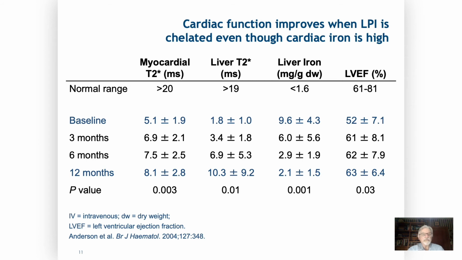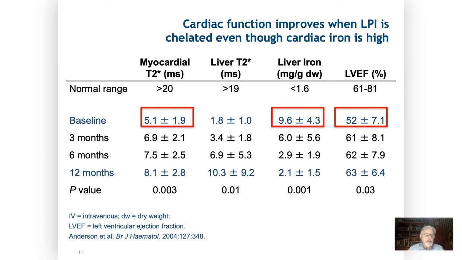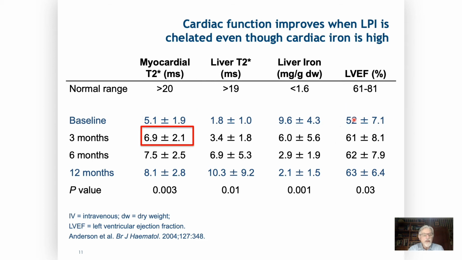This is a study where they gave continuous Desferal to patients that had heart failure secondary to iron overload. And you can see here, cardiac T2 star, which is a measure of iron, is very low at 5. Normal is 30. These patients have a ton of iron in their heart. They have a ton of iron in their liver. Normal liver iron is 1.5. And these patients' ejection fraction is significantly decreased, 52%. That's the function of the heart.